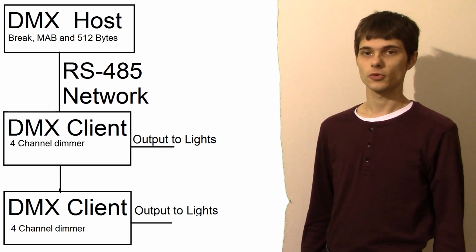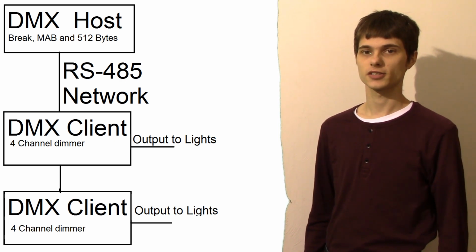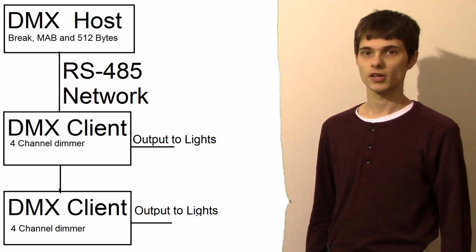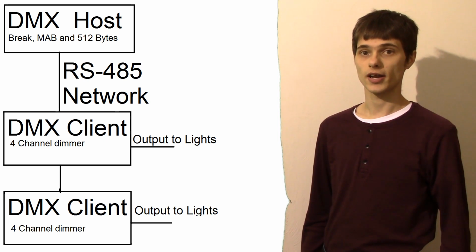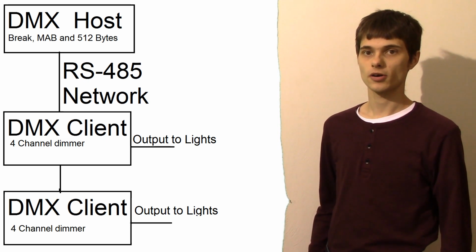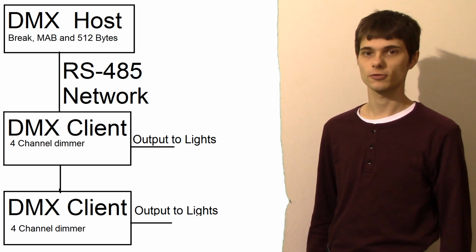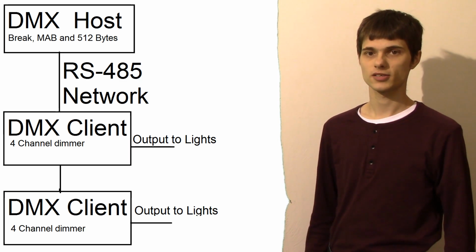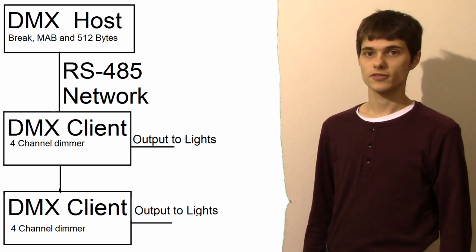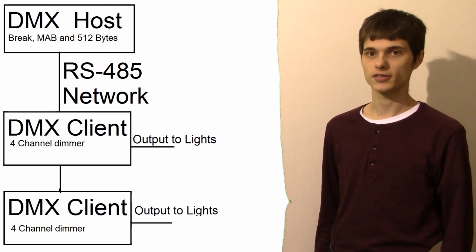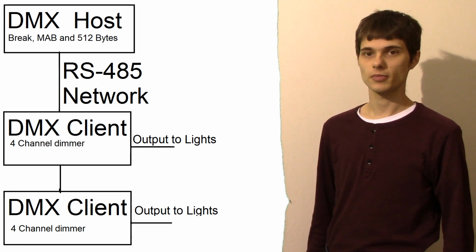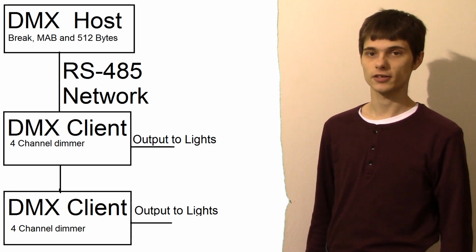Now in order for this to work, the host has to send out a few things that are required, and these can't change. The first one is it has to send out a break. Then it has to send a mark after break. Now we'll get to the importance of what these are in a few minutes. After the mark after break, it sends a few start bits, and then it sends 512 different data bytes. Now the 512 data bytes are actually the different control channels.